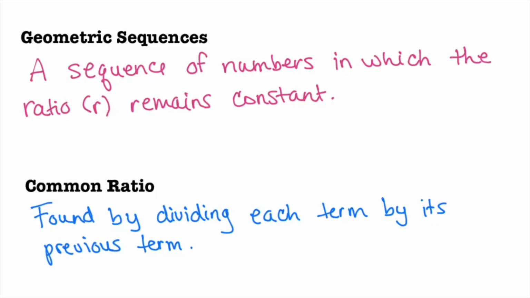So you look at the second number in the sequence and you divide it by the first number. Then you look at the third number and divide it by the second. And as long as those match, like every single time the answer on your calculator matches after you divide, that means that it is a geometric sequence. If it doesn't match, it's not a geometric sequence.